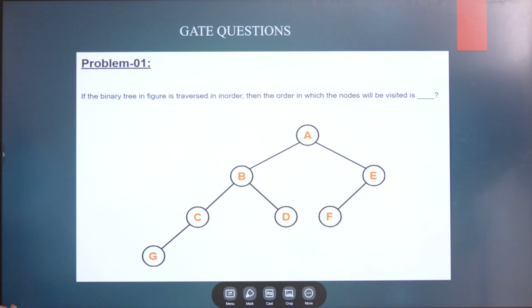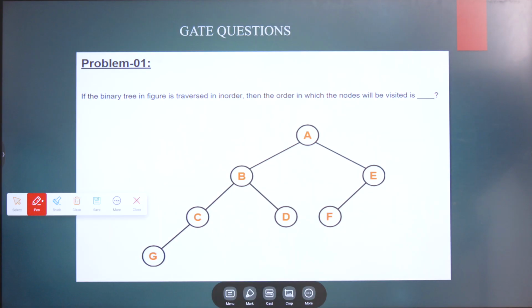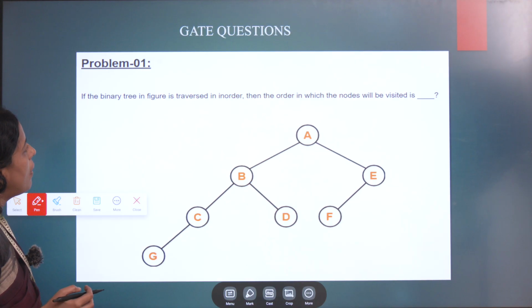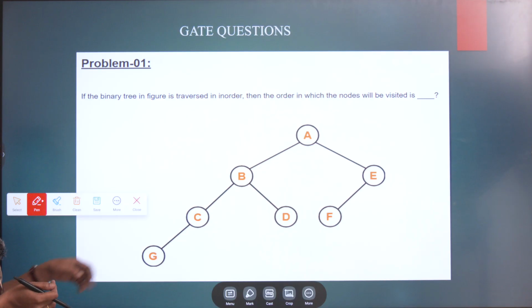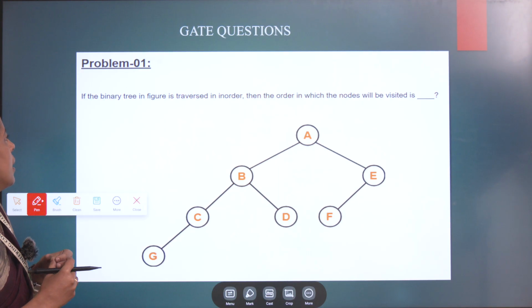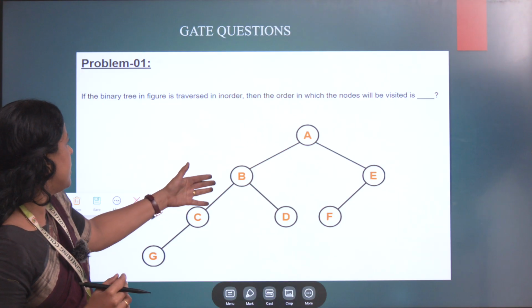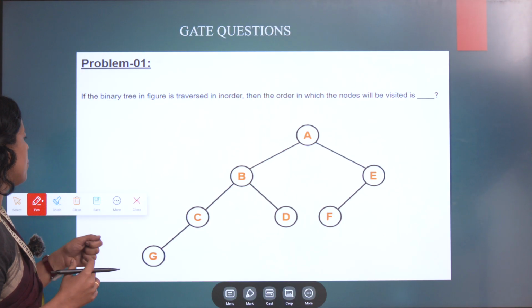Now let us discuss the GATE questions. Question number 1: if the binary tree in the figure is traversed in order, then the order in which the nodes will be visited is. Here is a tree, and we have to find out the order in which the nodes will be visited.